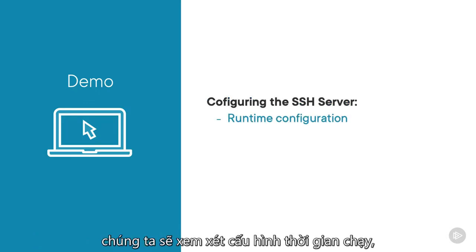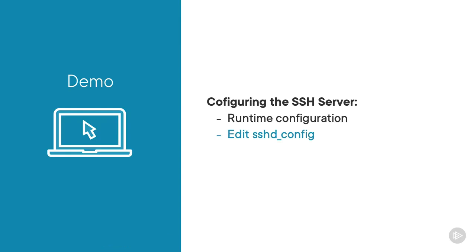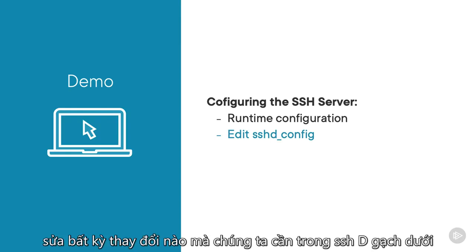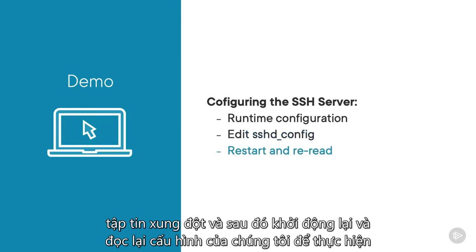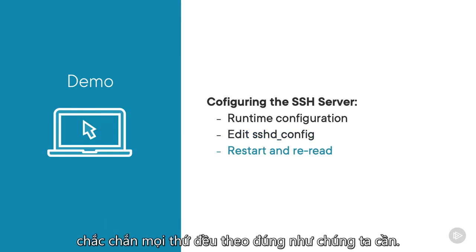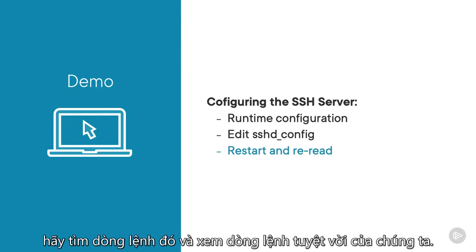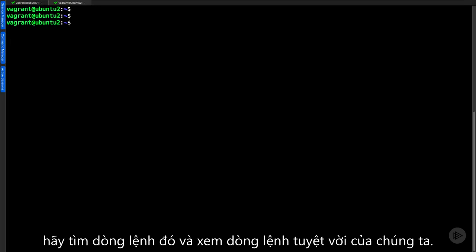We'll be taking a look at the runtime configuration, correcting any changes that we need within the sshd_config file, and then restart and reread our configuration to make sure everything is the way that we need it. So come on, let's find that command line. And look at this, our glorious command line.